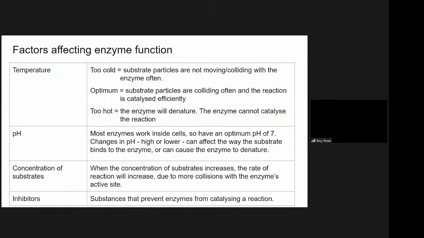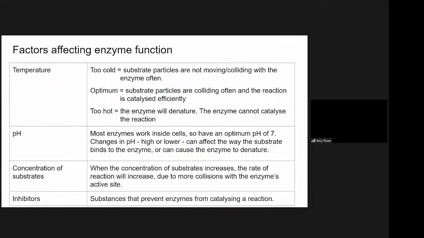Concentration of the substrates is really important. If we think back to level 1 acids and bases again, when the concentration of our substrates or reactants increases, the rate of reaction is going to increase because you're going to have more successful collisions with our enzyme. If the concentration of substrates is low, then you're going to have fewer successful collisions of the substrate with the active site. Therefore, it's not going to be able to catalyze the reaction as quickly. And also we have inhibitors. Inhibitors are substances that are able to bind to the enzyme and prevent it from catalyzing a reaction.